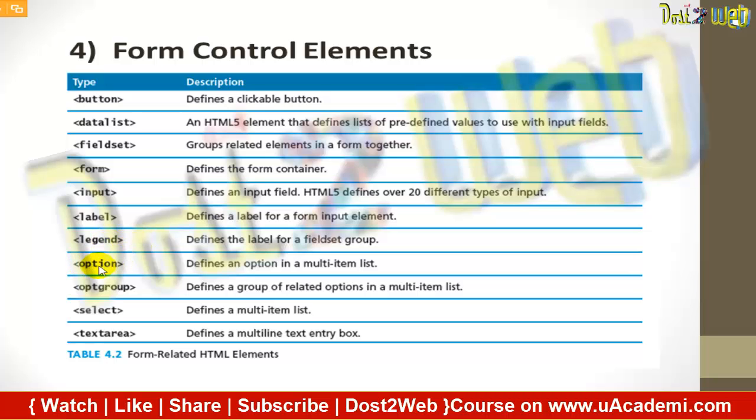Now option: when you have multiple options to select, you define an option in a multi-item list, then you are going to use option. When you have optgroup, that means you are going to define a group of related items, when you have more items in the list. Select, when you are going to define a multi-item list. And when you want a textarea, that means multiple paragraphs they can write, then you are going to use textarea. These are the HTML elements of the form. You can use any of these elements.